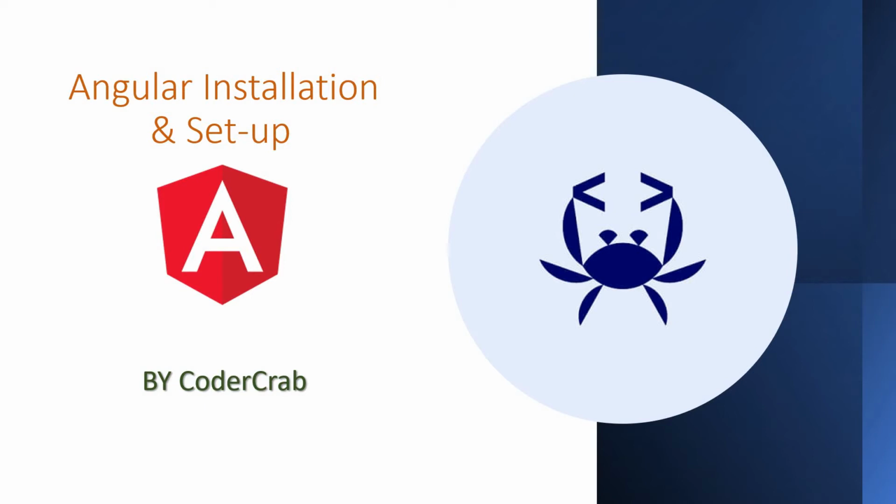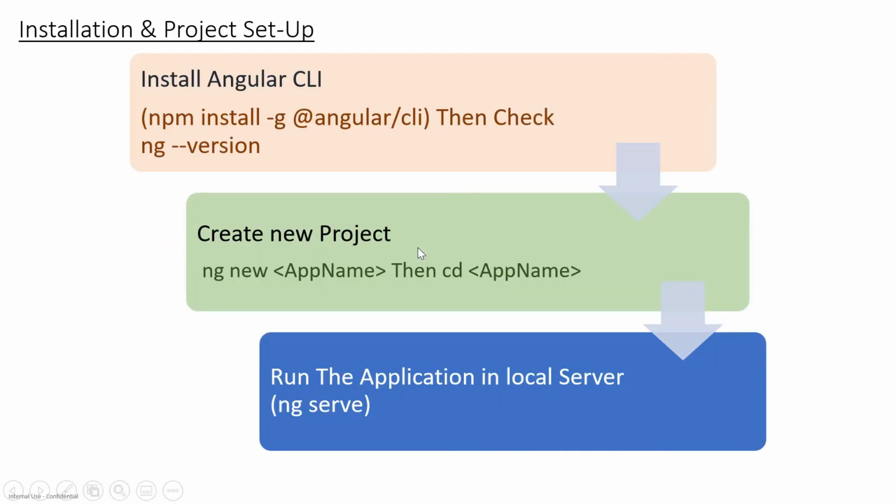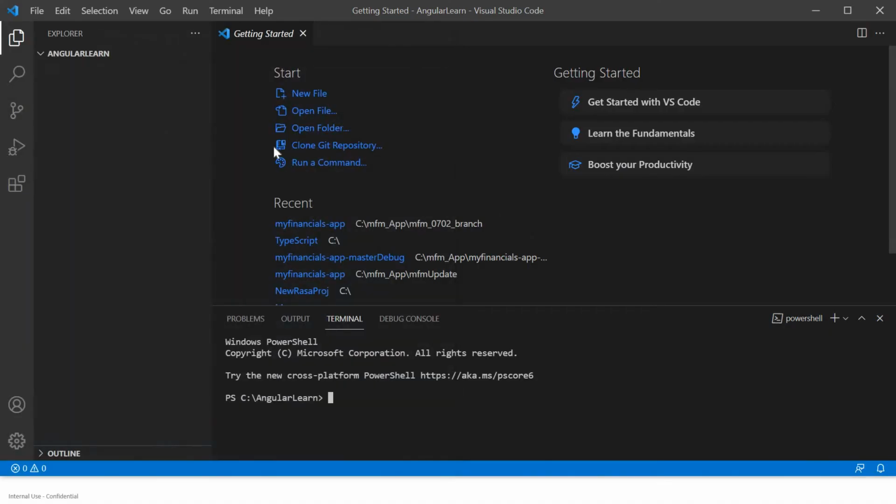So let's see what is needed for this. I'm using Visual Studio and I've created a sample space, or you can say sample memory, where I'll be using. So there are three steps basically. First, install Angular CLI. Second, create a new project, and third is run the application in your local server. Okay, so let's proceed for this.